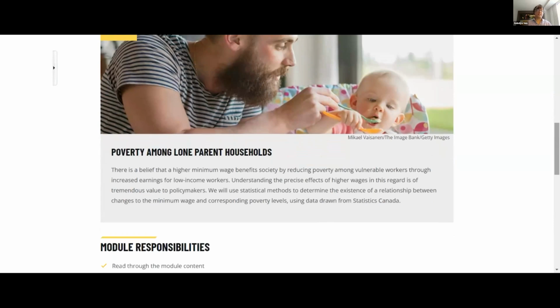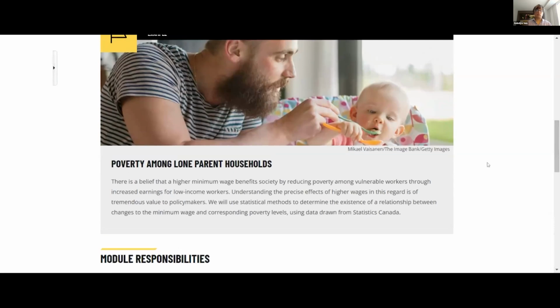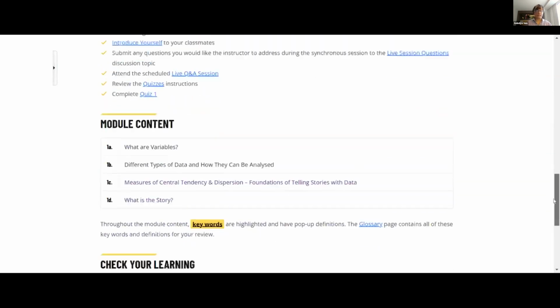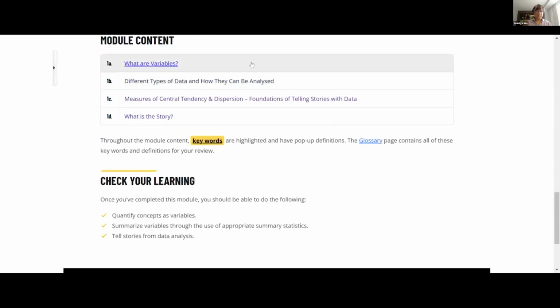So what I'm using is not the official measure of poverty in the country, but it's the low income cutoffs constructed by Statistics Canada. So it's the percentage of individuals who fall beneath the threshold. And so I interpret that as being in poverty. And looking at individuals who are heads of lone parent households is particularly important because of high poverty rates in this particular demographic. You can see each module is divided into subsections.